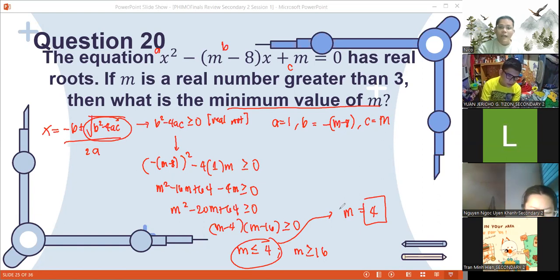Take note, you can have the value of 3, right? But then it should be greater than 3. So M is equal to 3 is not correct. It should be M is equal to 4. Okay?